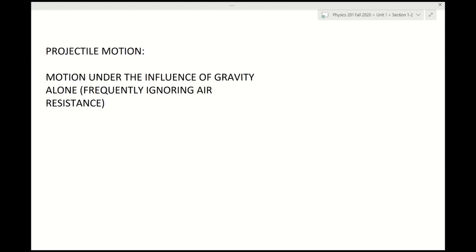Now let's talk about projectile motion for just a second to start getting you up to speed on that one. So first of all, the idea with projectile motion is simply an object that we commonly call a projectile is moving under the influence of only gravity. We typically will be ignoring air resistance. The object itself is called a projectile.